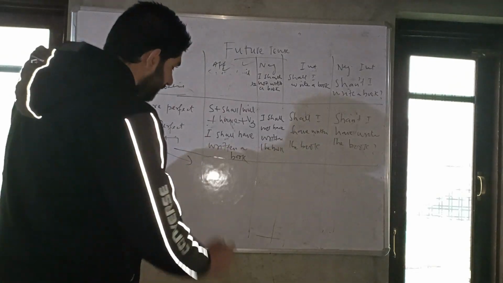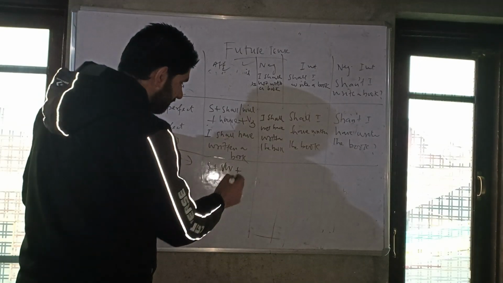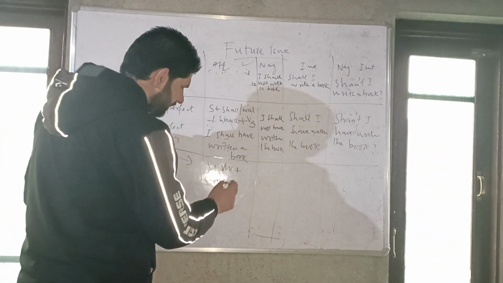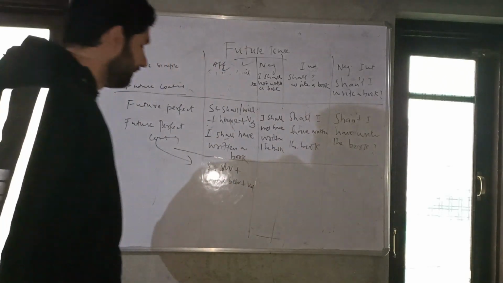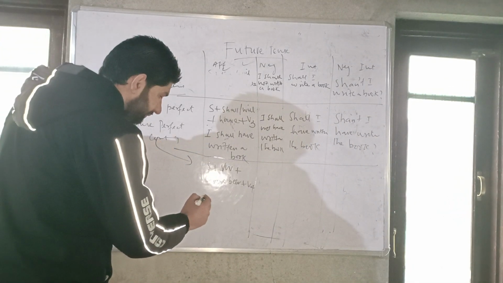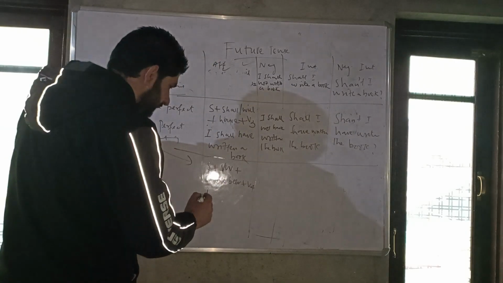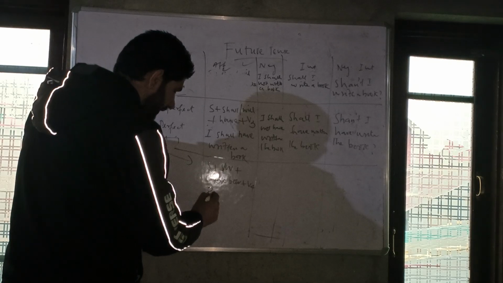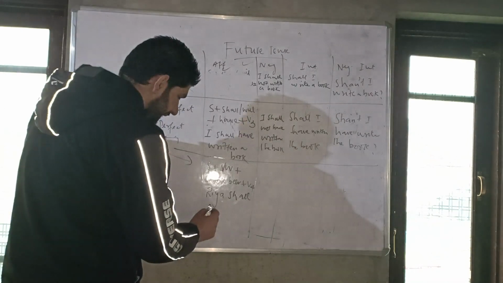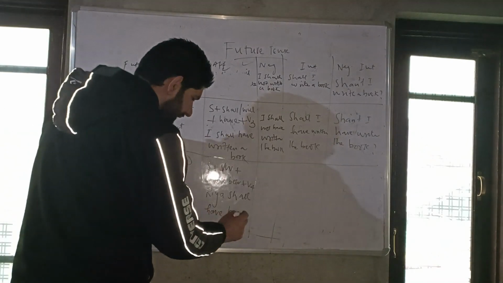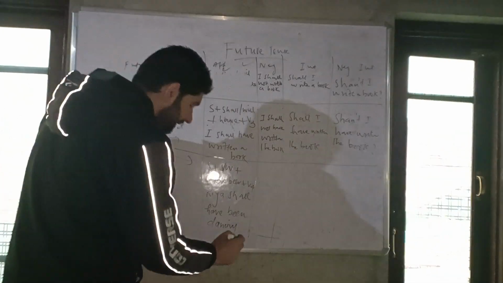Last but not the least, it is like this: subject plus shall or will plus have been plus V4. Now let's change the example. For example, Ria shall have been dancing.